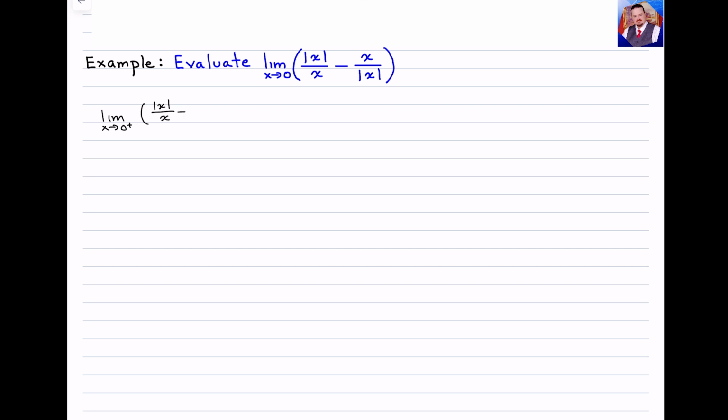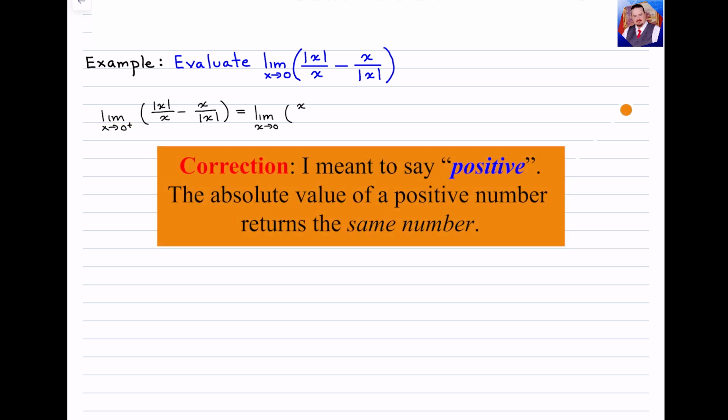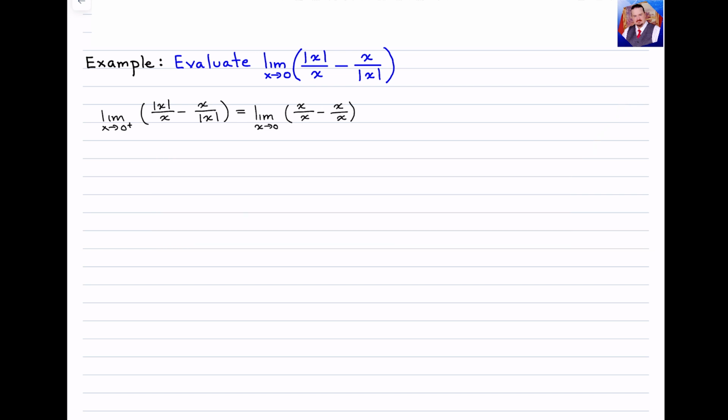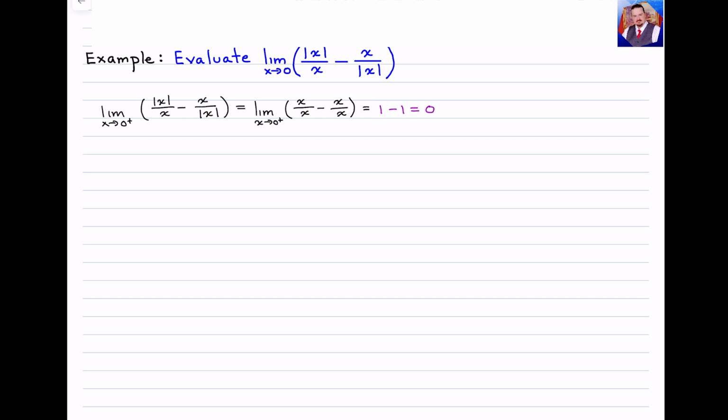So we look at the limit from the right, we recopy our function in the limit. And again, we're on the right-hand side of 0. So what does the absolute value do to numbers that aren't 0? Well, it returns the same value. So this is 1 minus 1. That establishes the limit from the right.